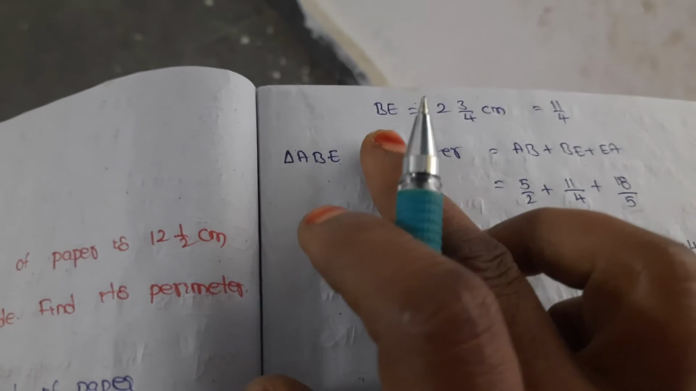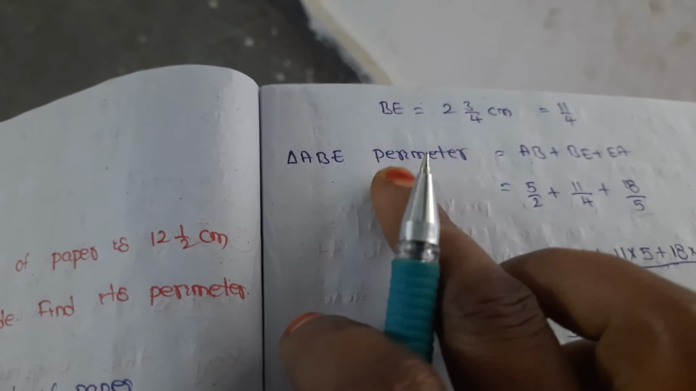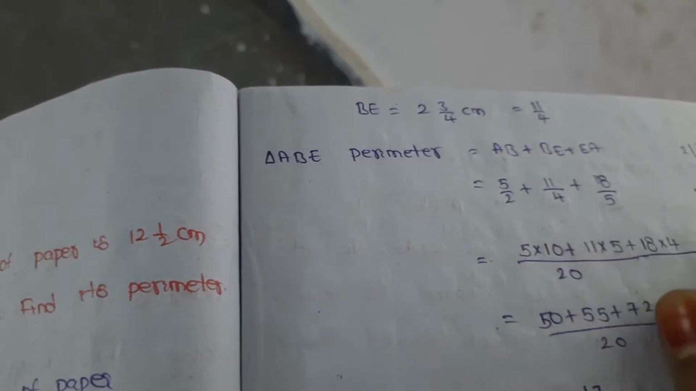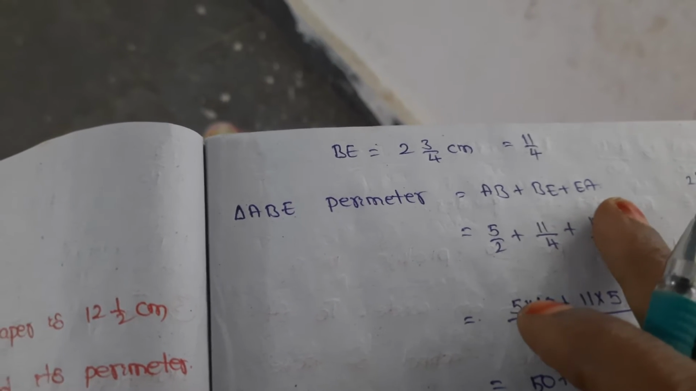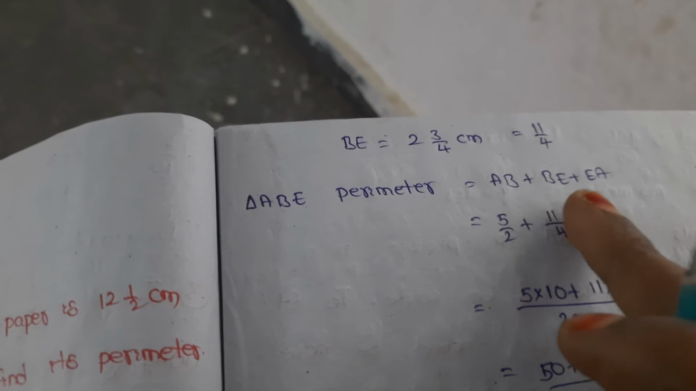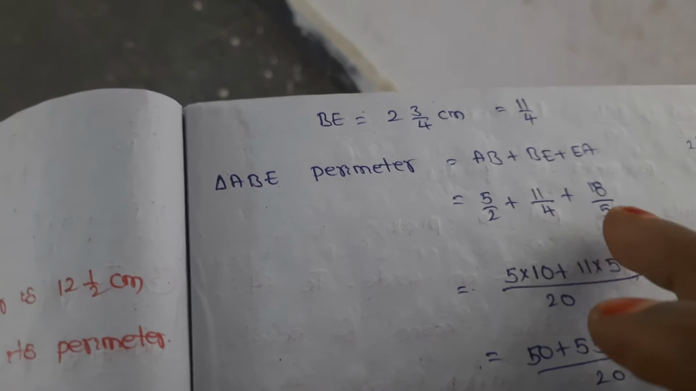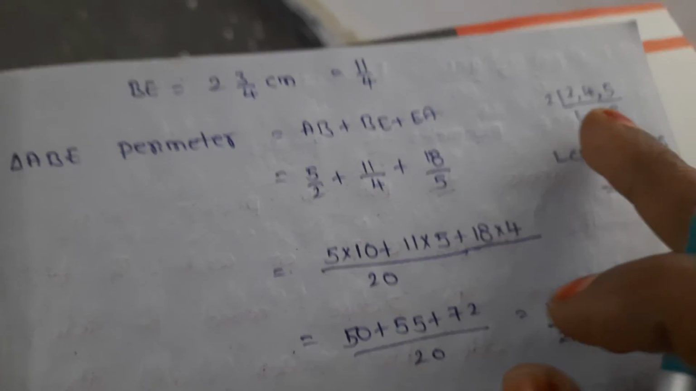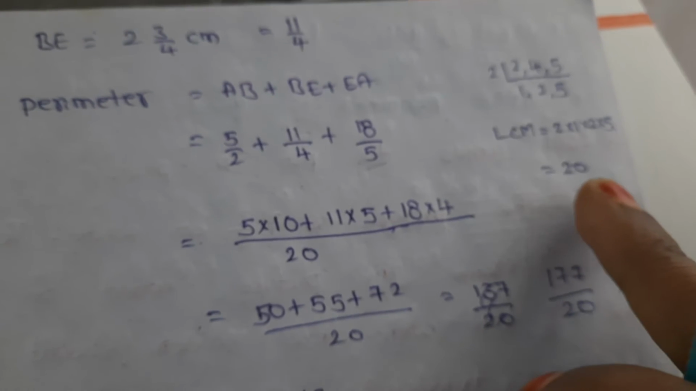By using these three lengths, we are going to find out the perimeter. The perimeter is nothing but the total boundary of the given triangle, that is equal to AB plus BE plus EA. AB is equal to 5 by 2, BE is equal to 11 by 4 and EA is equal to 18 by 5. To simplify this one, we are going to take the LCM of denominators. The LCM of 2, 4 and 5 is equal to 20.